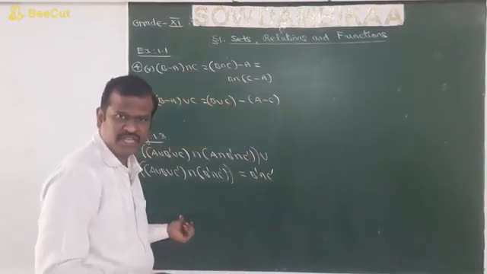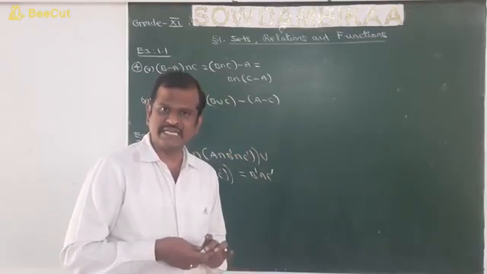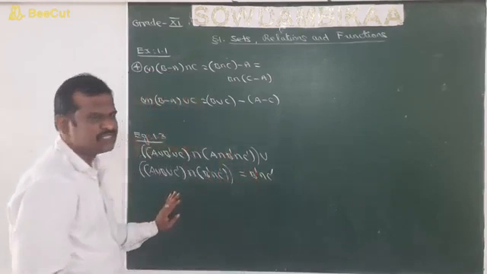Is it clear? So what are the things? When you are taking union, you will get a big set. When you are taking intersection, you will get a small set. So this is the idea of doing this sum. Is it clear? Shall we do?